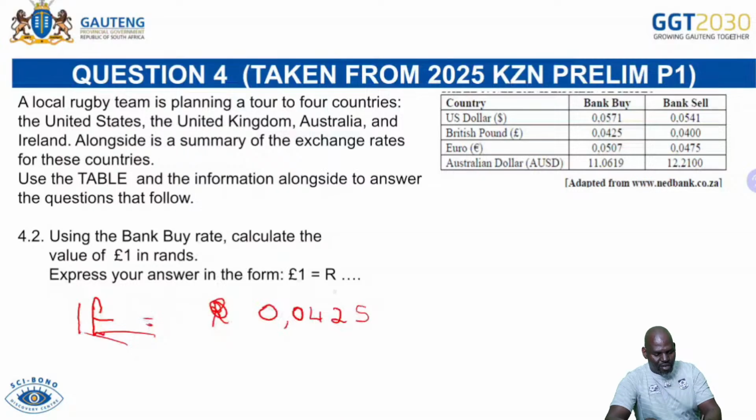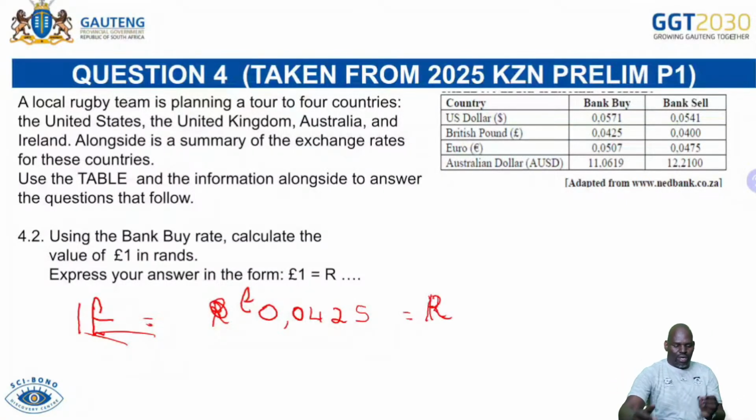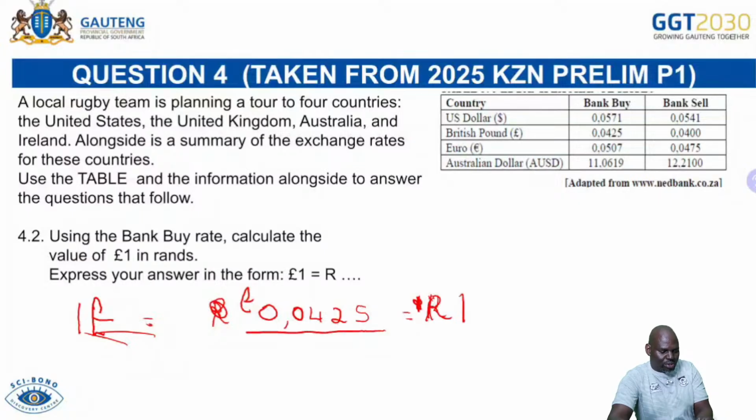0,0425 of British pound is equal to 1 rand. Okay, so this is equal to 1 rand, or you can just say, let's put it on this side, 1 rand. 0,0425 of British pound, it's equal to 1 rand.